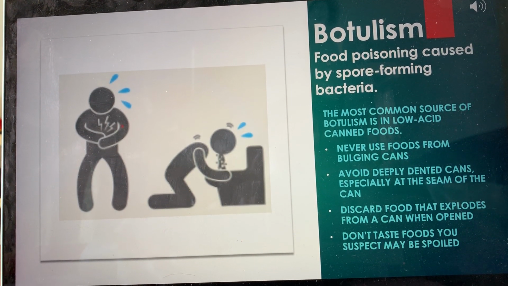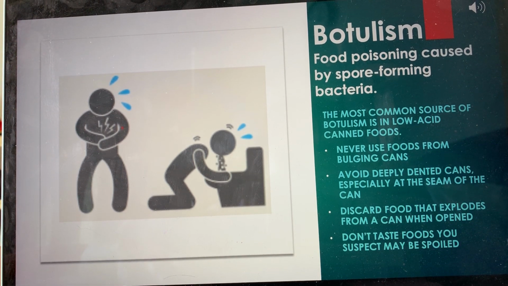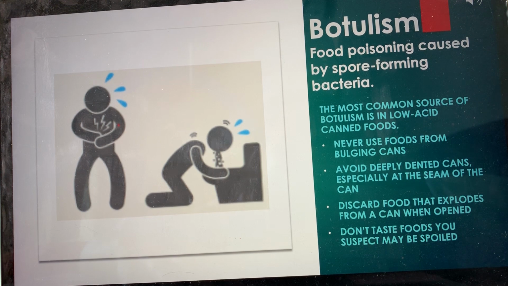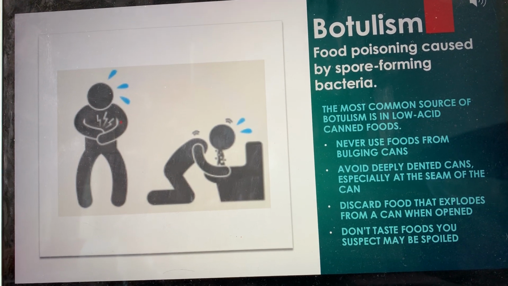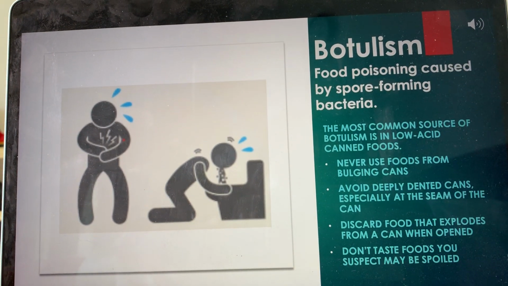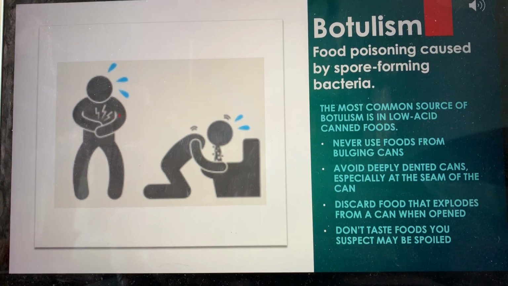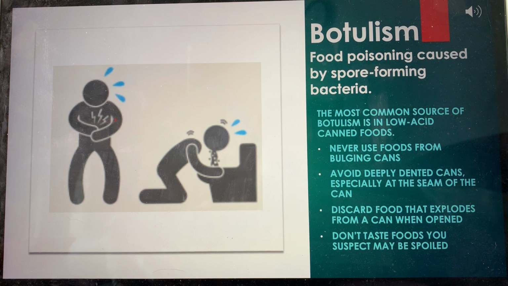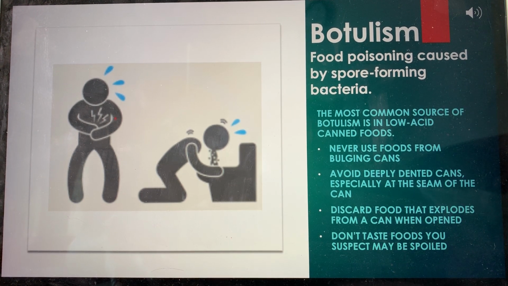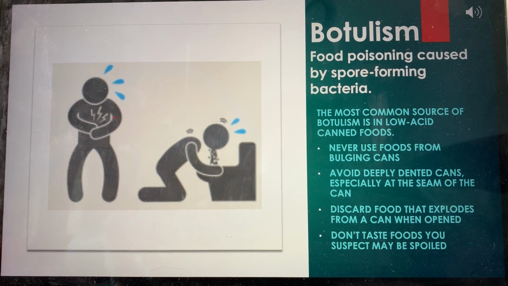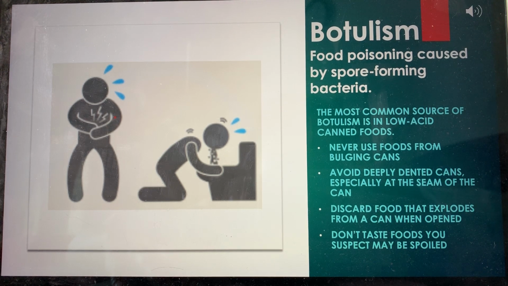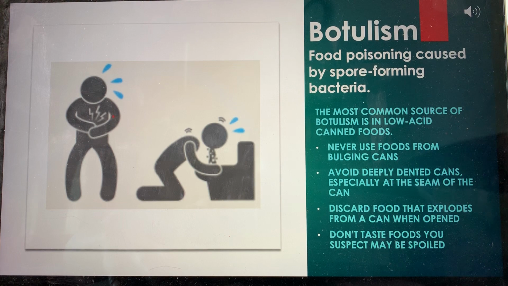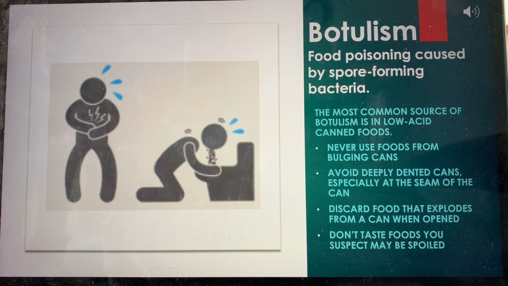Botulism is food poisoning caused by spore-forming bacteria. The most common source of botulism is low-acid canned foods. Never use foods from bulging cans. Avoid deeply dented cans, especially at the seam of the can. Discard food that explodes from a can when opened. Don't taste foods you suspect may be spoiled.